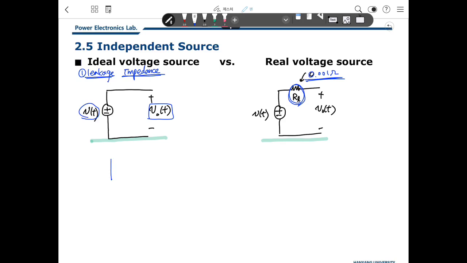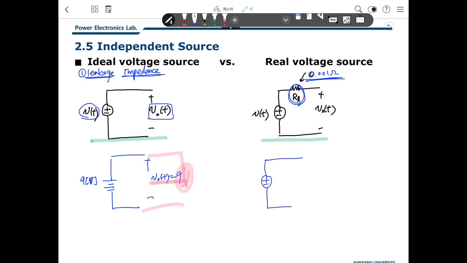For example, we use a 9-volt battery. In the ideal case, this is 9 volts, then the terminal voltage VT is 9. It does not depend on the other circuits. This is always 9 volts. But in the real case, when you assume that value is 0.001 ohm, a very small value.